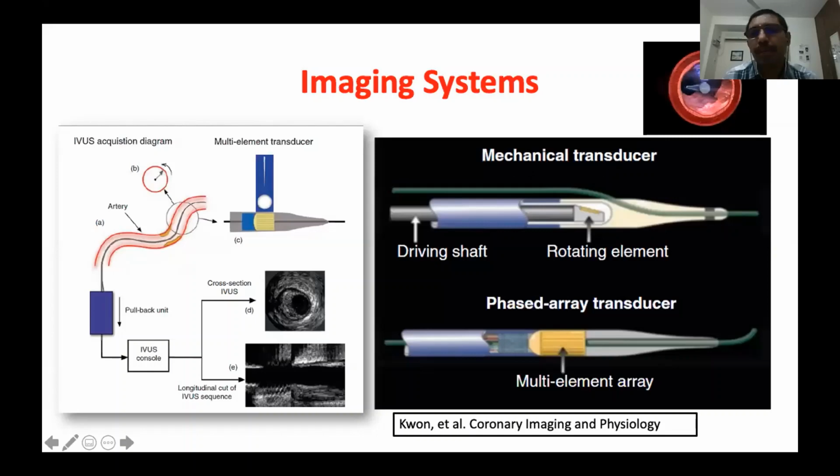There are two types of IVUS systems. One is mechanical, which has a single transducer element that goes around the circumference of the vessel to produce 360-degree images. The second one is the phased array system, which has an array of 64 elements mounted on the tip of the catheter. Each one gets activated serially. Rather than rotating, the 64 elements are activated in series to sequentially produce the 360-degree image. So this is how IVUS images are produced.